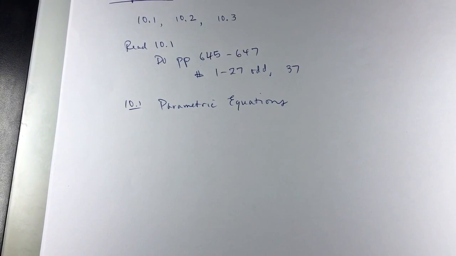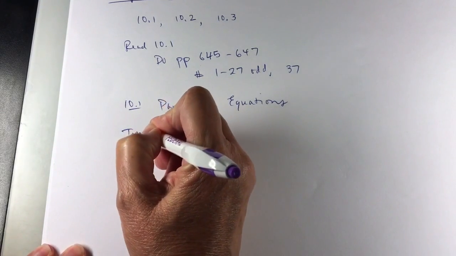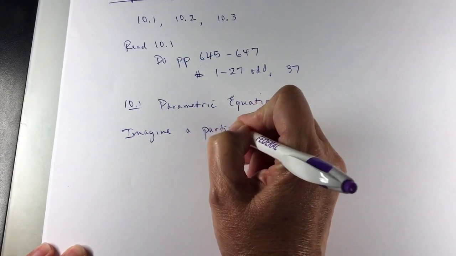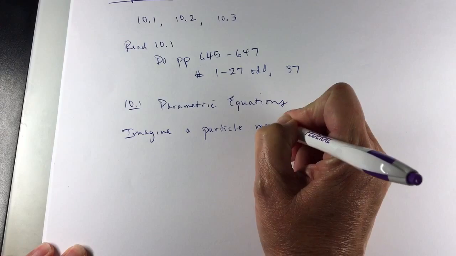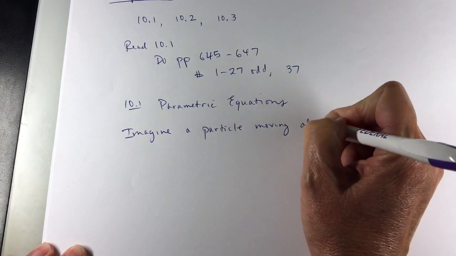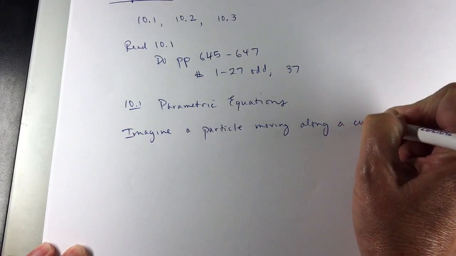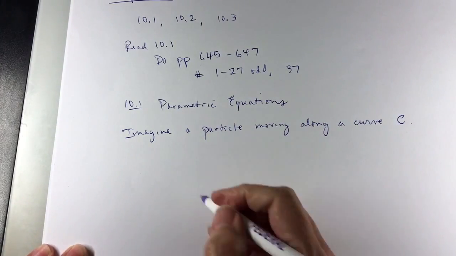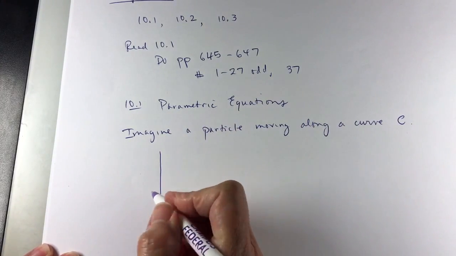10.1, so we'll start with this. We'll imagine a particle moving along a curve. They call the curve C. So imagine a particle moving along a curve C, where it might look something like this.